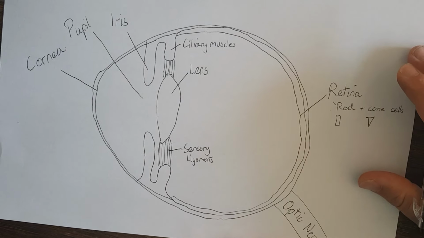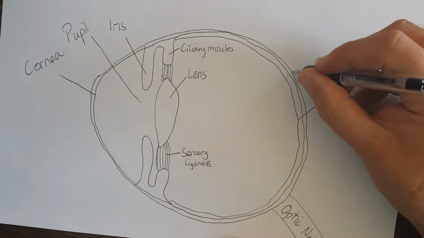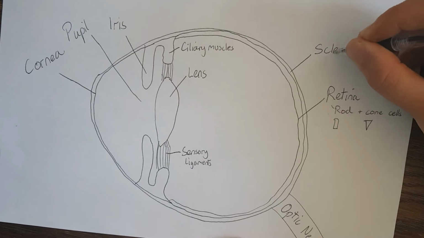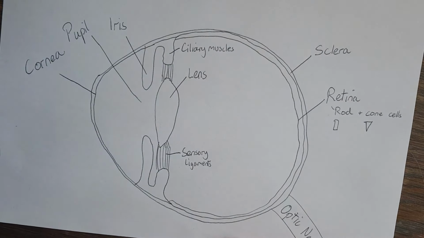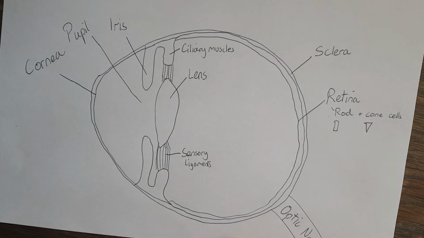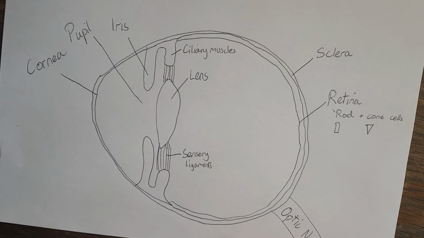Now we've also got around the eye, we have something called the sclera. The sclera is the protective part around the eye. It's very, very tough. It's what gives our eyes the white colour when we look at them.